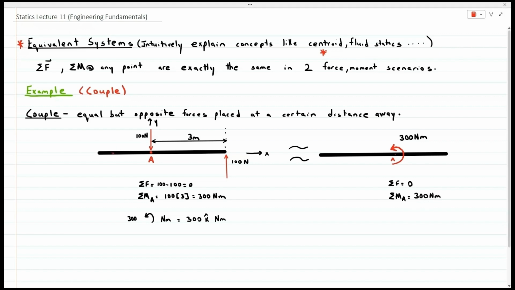Why is a couple special? It's because even if I took a moment about A prime, what I would get is 300 Newton meters. I could make that X and Y coordinate anything I want. I can make X 1,000 and Y 1,000,000, and it'll still produce a couple of the same magnitude.